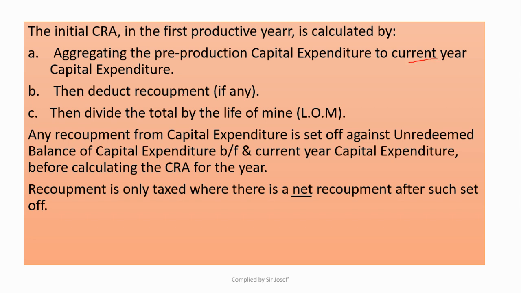Then we deduct recoupment. If we have any recoupment, we deduct. Then after that, we divide whatever we got by the life of mine. So as time goes, the life of mine, we just say LOM, recoupment, we just say RE, that stands for recoupment. Then for unredeemed balance of capital expenditure, we say UBCE. Then for the current year capital expenditure, we just say CE or CCE.